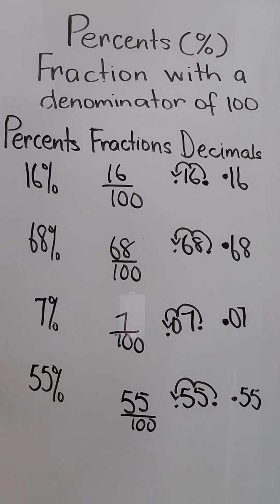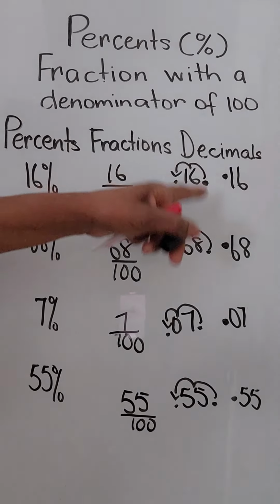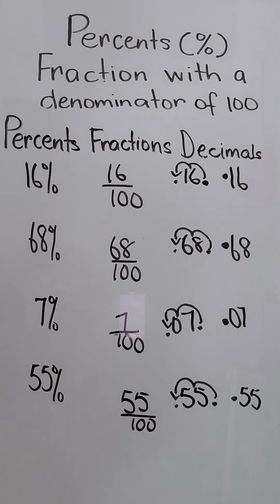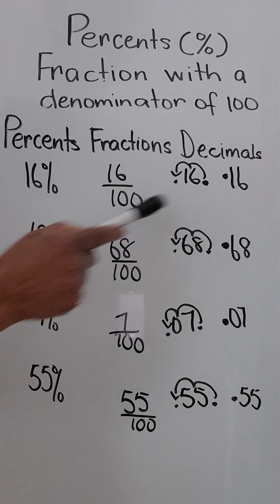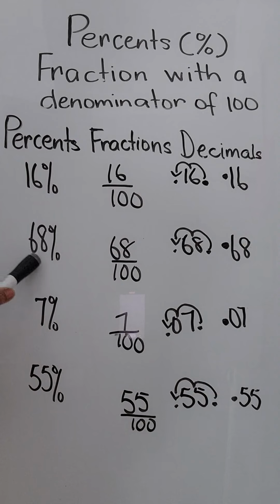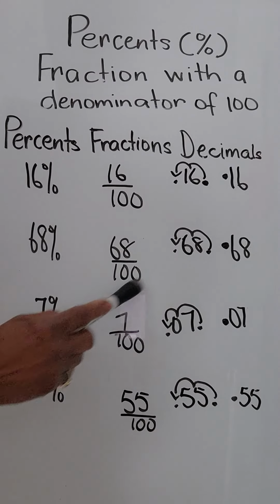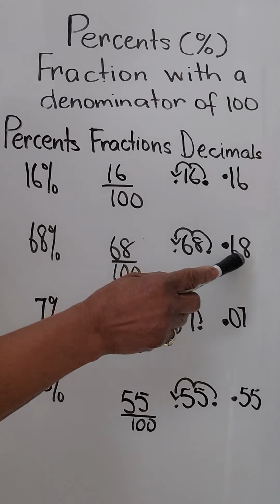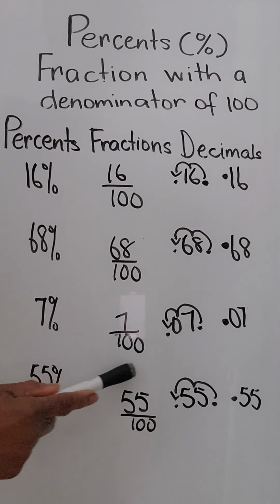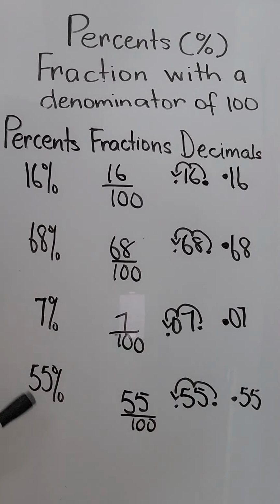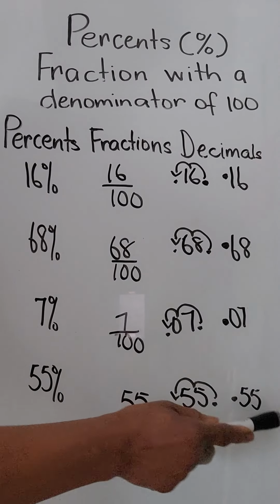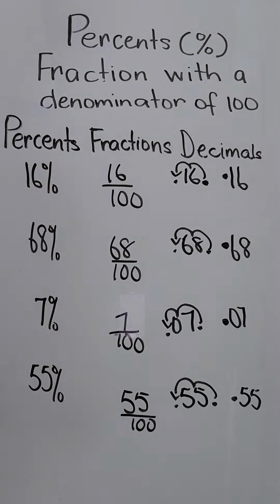So we have our percent, we have our fractions, and we have our decimals. 16%, 16 over 100, 0.16. 68%, 68 over 100, 0.68. 7%, 7 over 100, 0.07. 55%, 55 over 100, 0.55. I hope you find this very helpful.